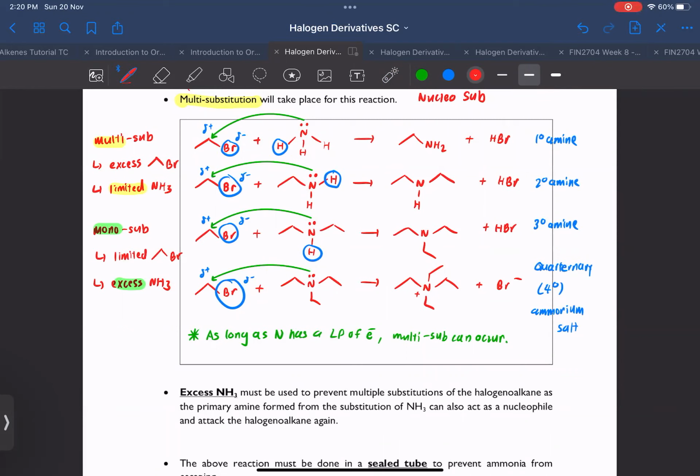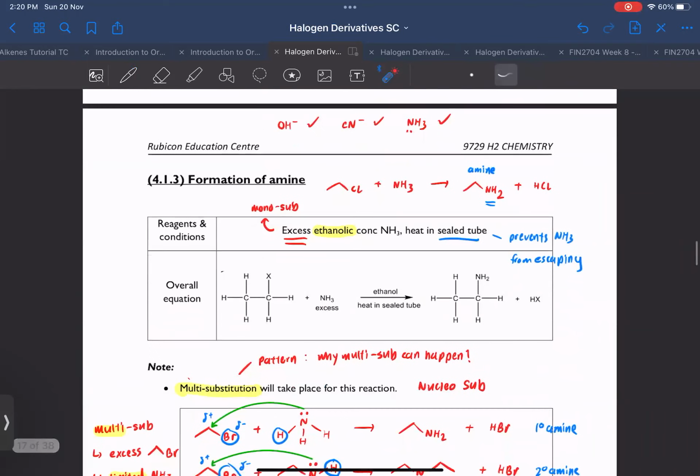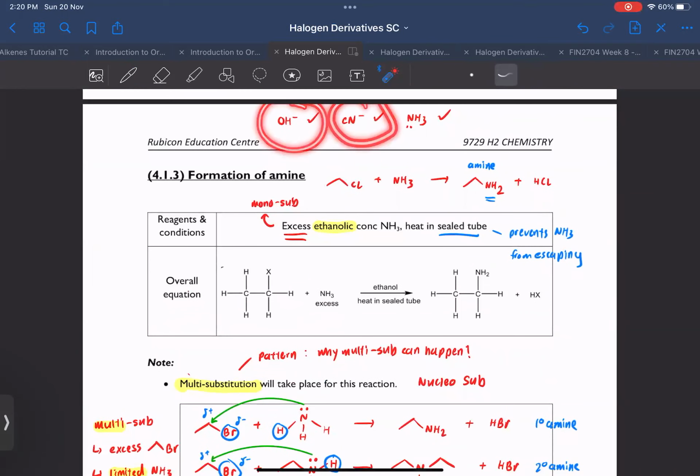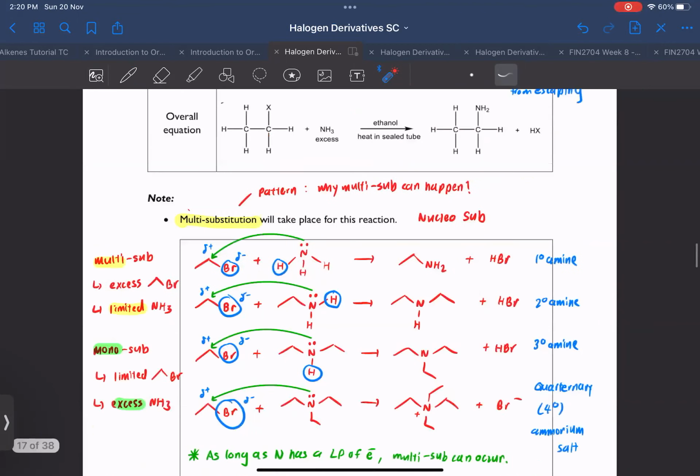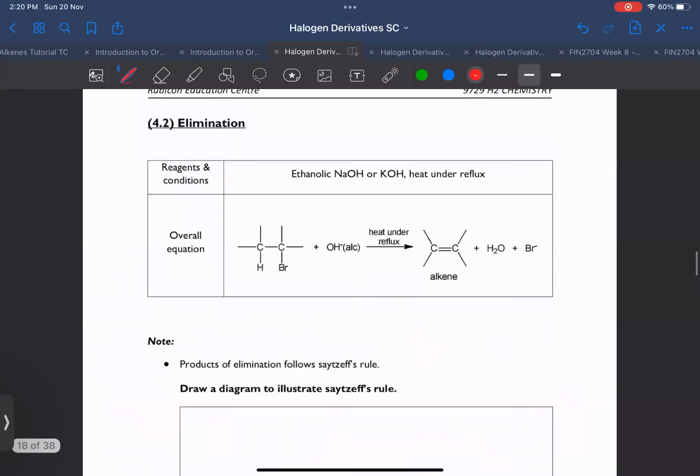So we have already undergone nucleosub. There are three nucleosubs: OH minus, CN minus. But for CN minus, we need to know the reactions of nitriles. Ammonia, we need to know this multi-sub segment. That's why it's not as easy as it looks. Now finally, we can take a look at elimination.